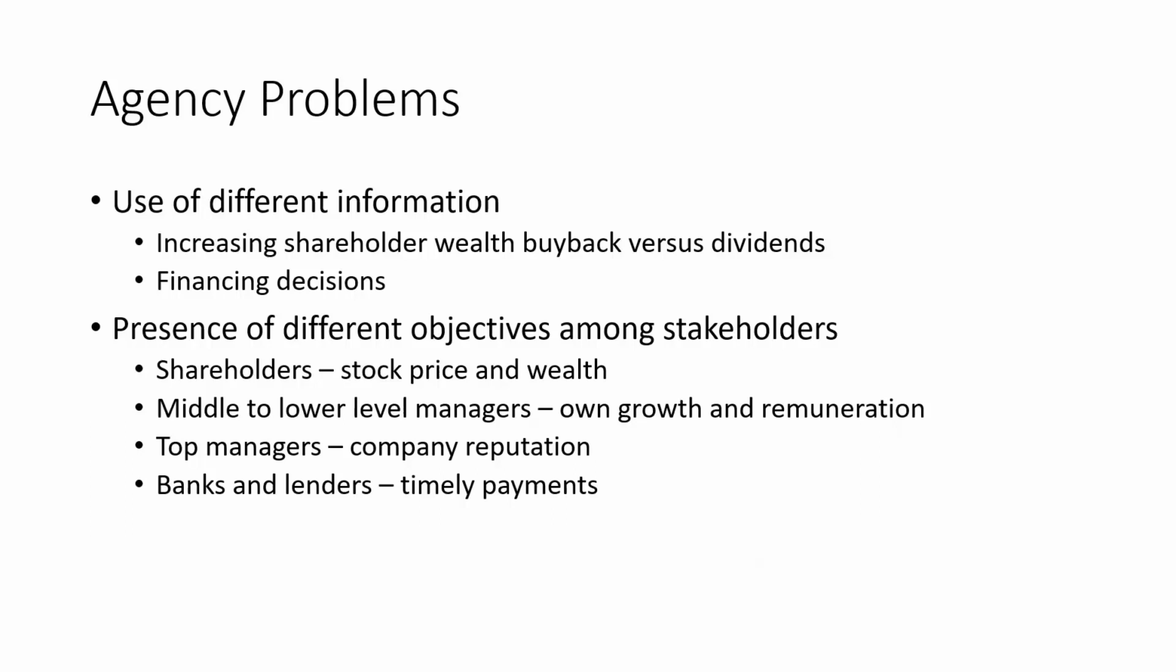So these different objectives among stakeholders are some of the root causes of agency problems. Shareholders need a higher stock price and greater wealth. Middle to lower level managers concentrate on their own growth and remuneration. Top managers are more concerned about the company's reputation. Banks and lenders are just interested in timely payments of their loans. And non-coordination of these goals within the company or outside the company can lead to agency problems.